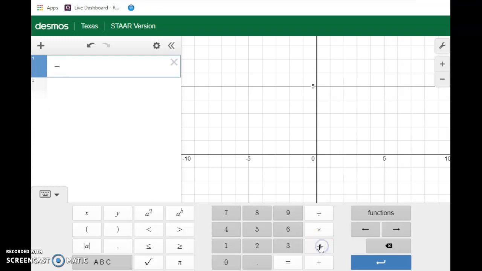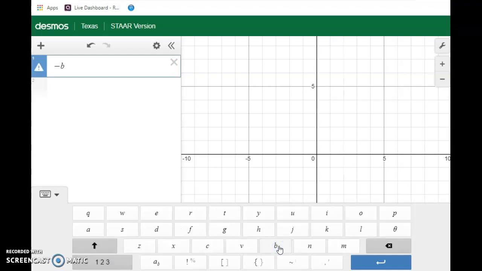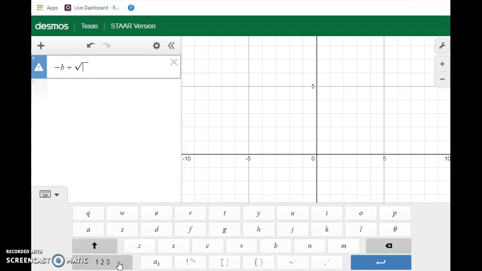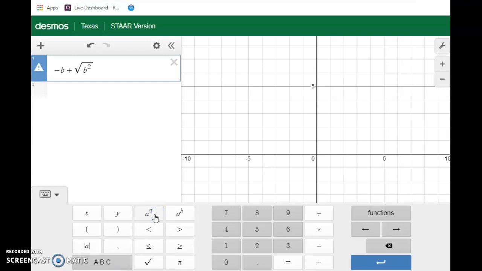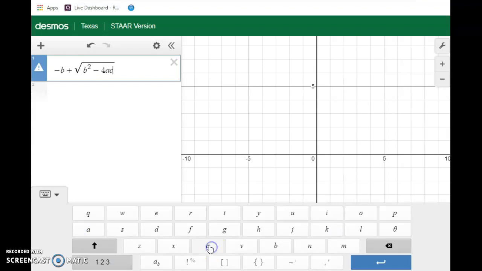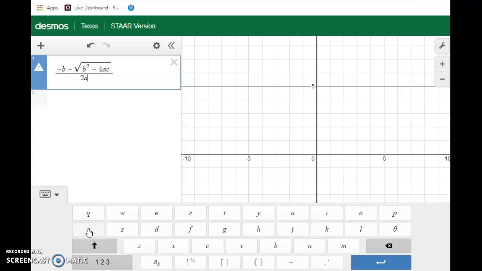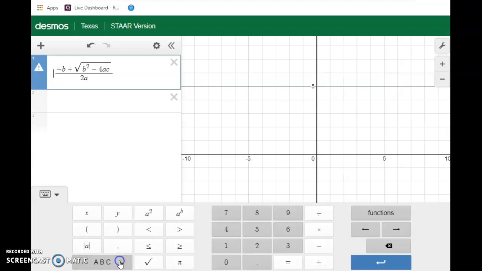Negative b. You don't have to type x equals, just negative b plus the square root of b squared minus 4ac, highlight it, divided by 2a. Maybe I do need to type x equals. So let's type x equals.